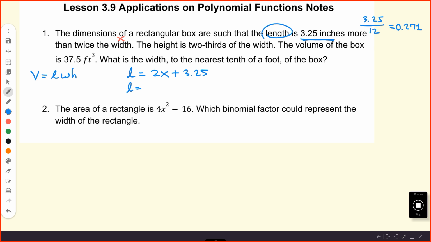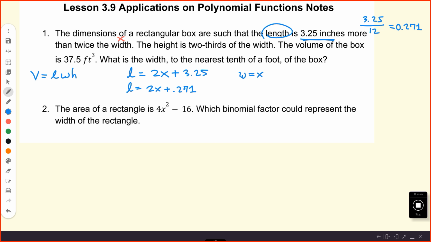Length is 2x plus 0.271. Okay, again, we convert the unit inches to feet because the given volume is in terms of feet, right? But if the units are the same, we don't have to convert the values. So just make sure the units are the same. If they're not, you have to convert. Okay, all right, so that's the length, and we express the width as x, right?